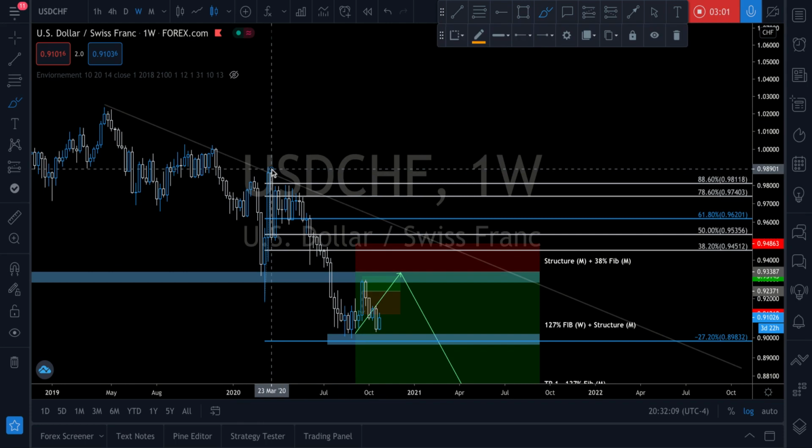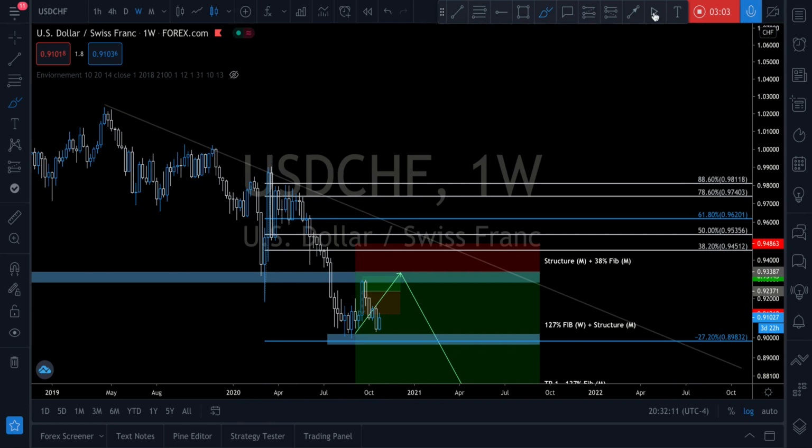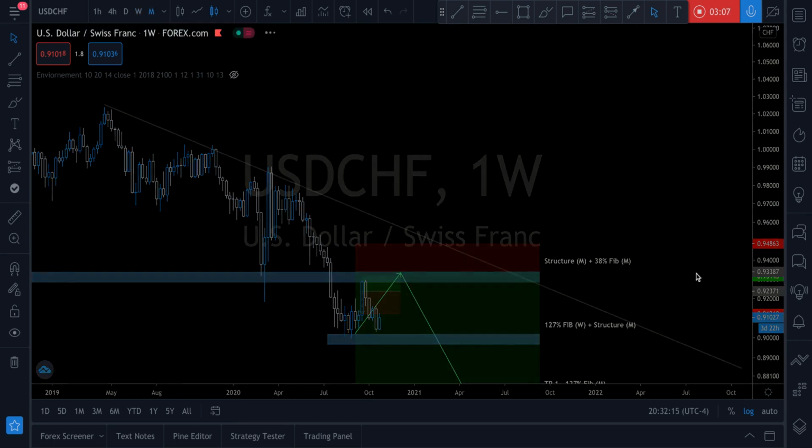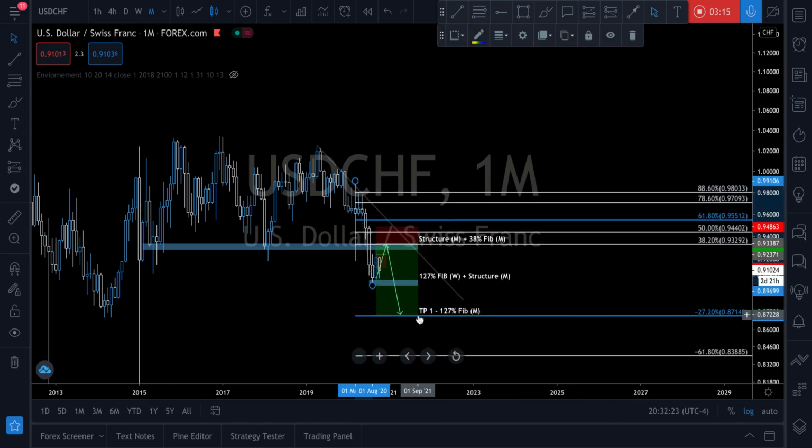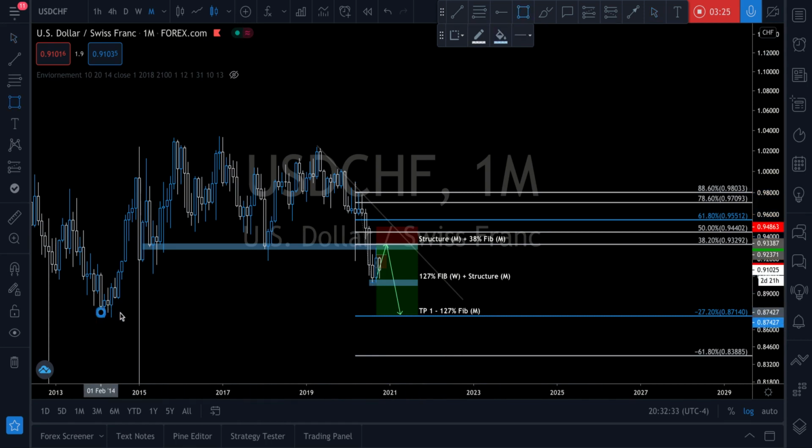So, let's go back to this. Let's go back to the monthly time frame real quick, just to kind of highlight everything else. Now, based on the target structure, if we were to hit this 38%, we were going to be looking at just another extension of this descending trend line, and that's going to be at this 127 fib level, which also does align with some structure here as well.